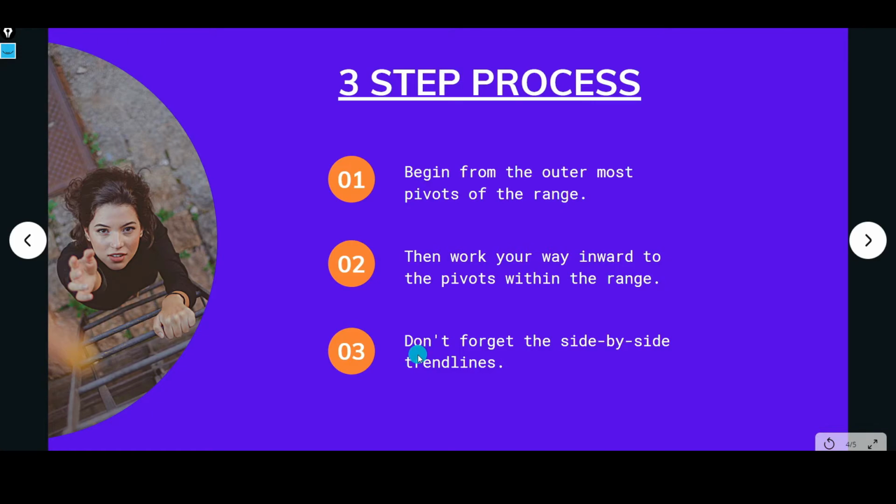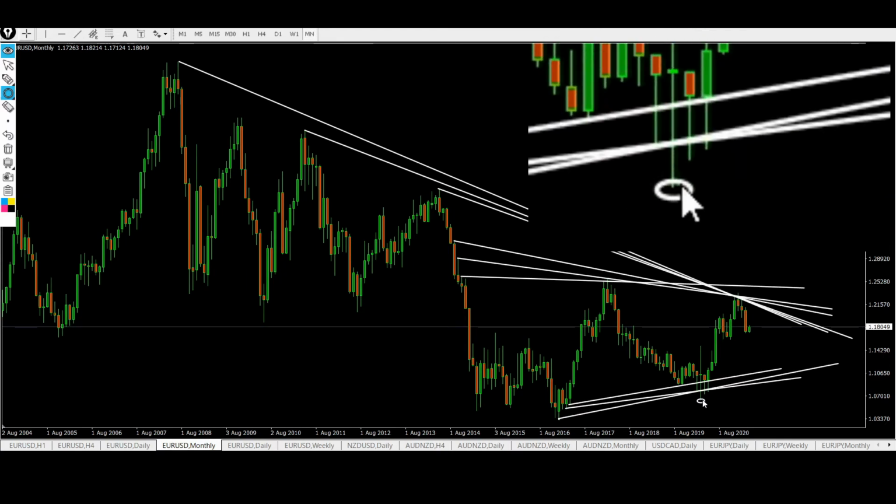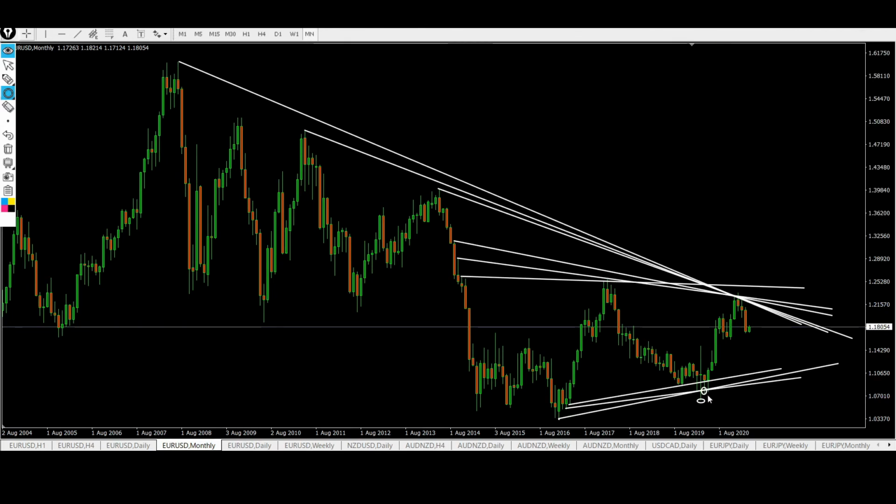Now don't forget the side-by-side trend lines. Side-by-side trend lines refers to trend lines that have pivots that are right next to each other. So for example, this pivot right here can be connected to the candle right next to it. There's no rule that states you can't do that. So let's go ahead and draw that, from this pivot to the candle right next to it, and extend it. You could draw these too. However, in this case, this trend line's already been broken out. So let's get rid of that.